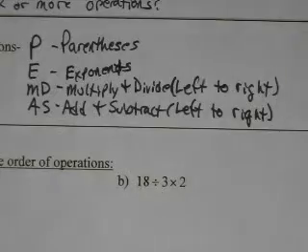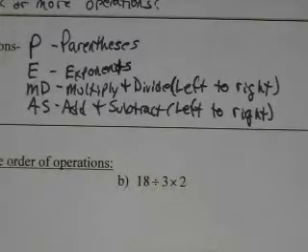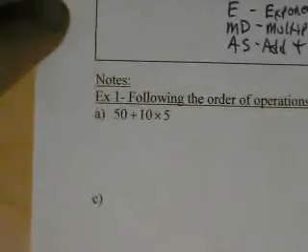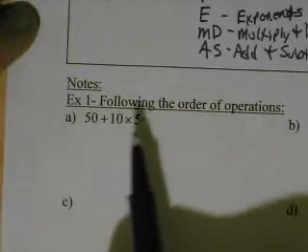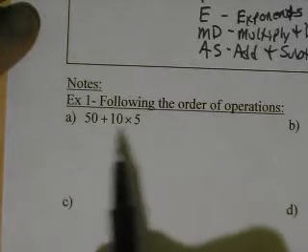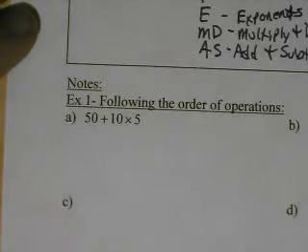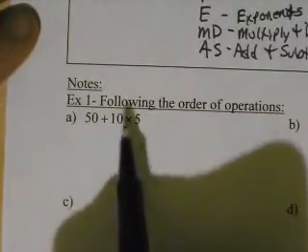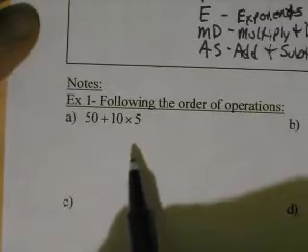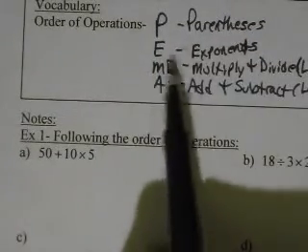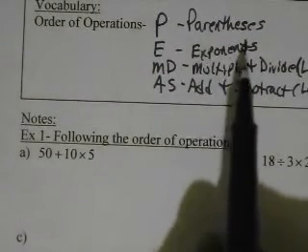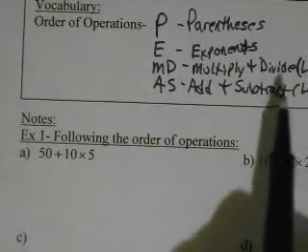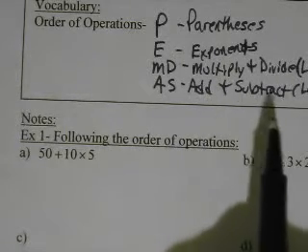Okay, so let's see a problem with more than one operation to do. So here we need to follow the order of operations for this problem. Well, the rule is not just work from left to right. No, no, no. As we learned before, there's an order. Parentheses, exponents, multiply and divide, finally add and subtract is last.